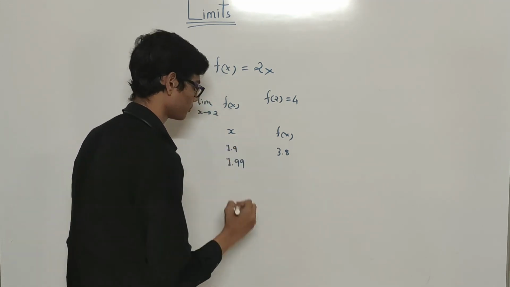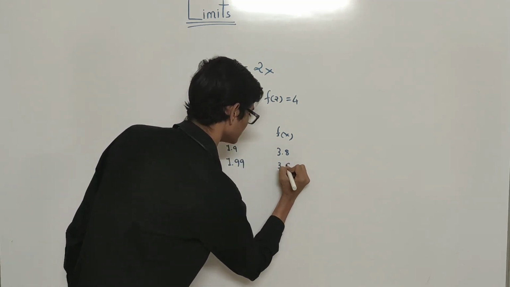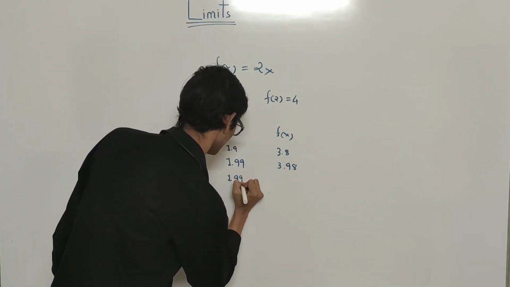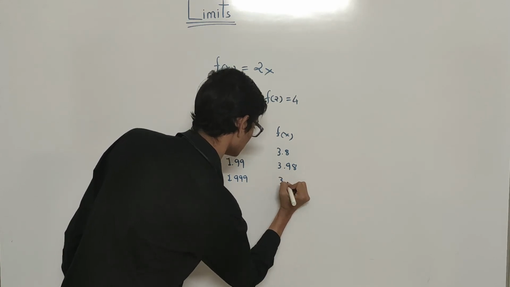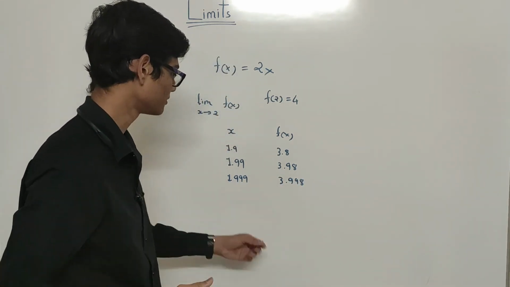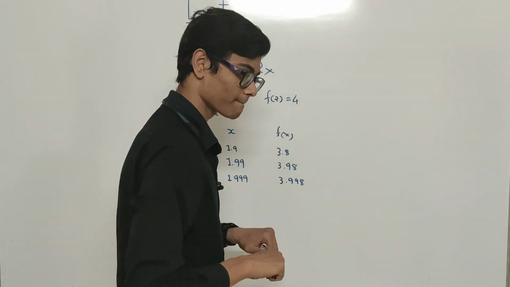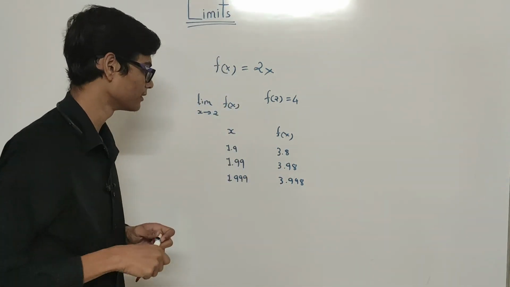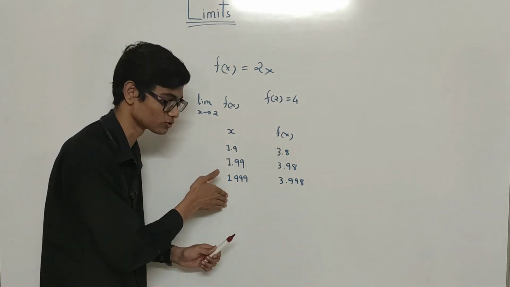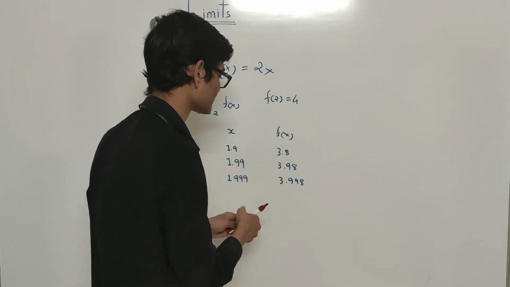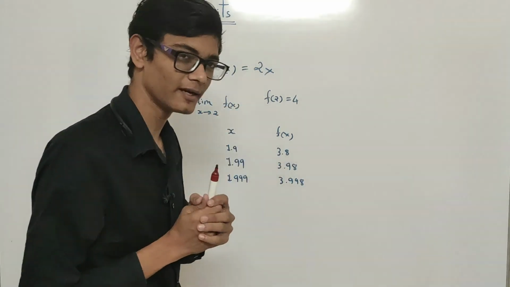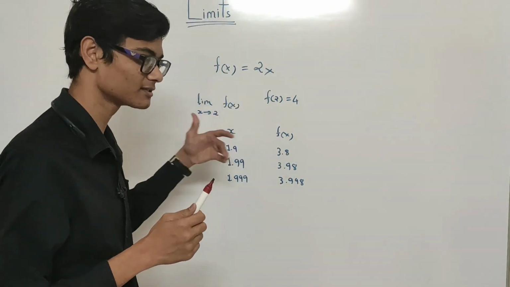On x equal to 1.99, this will give 3.98, 1.999, 3.998, and so on. So from this we are going to see that as x goes closer and closer to 2, the value of f of x is going much closer to 4. So anyone can predict that, yeah, these things make sense.